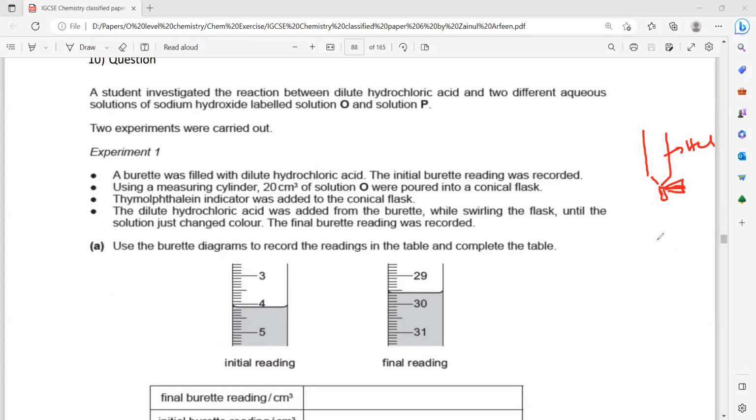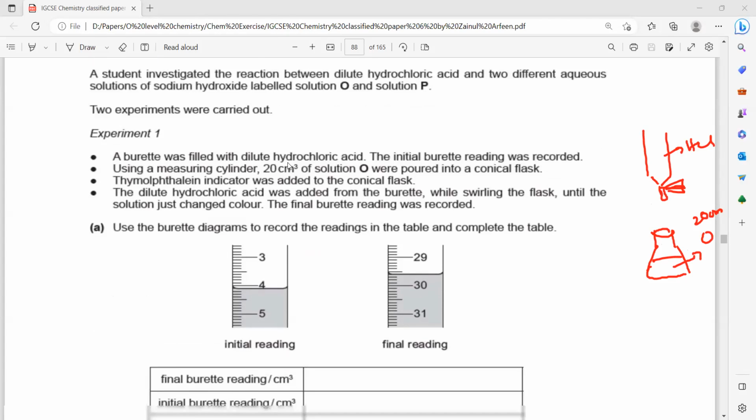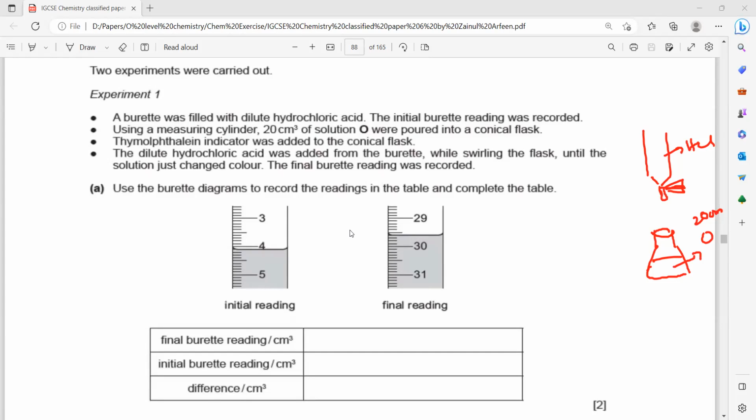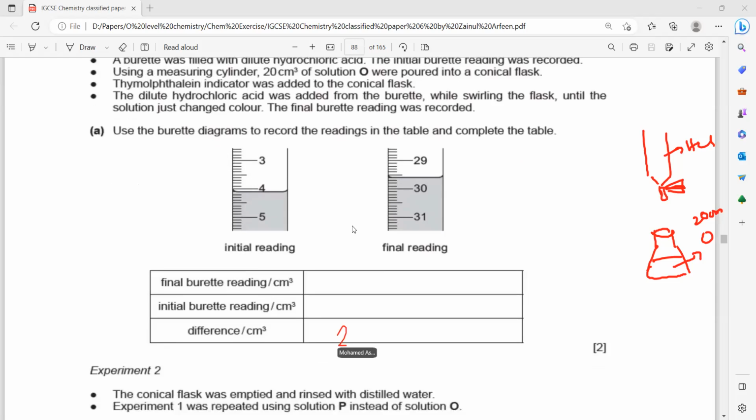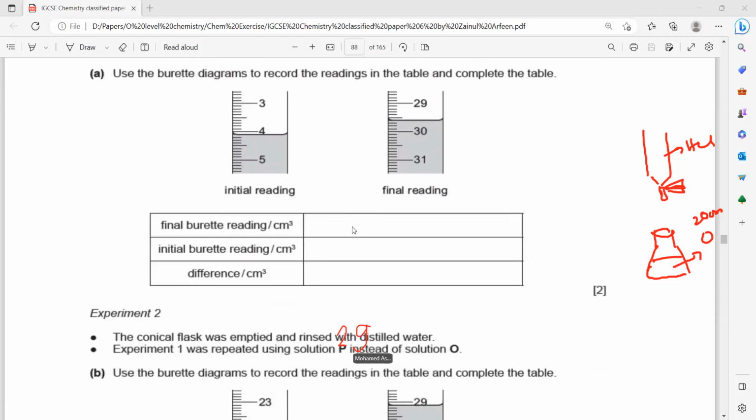And he poured 20 cm³ of solution O into a conical flask. So there is solution O, but how much is it? 20 cm³. And then thymolphthalein indicator was added to the conical flask. Dilute hydrochloric acid was added from the burette, and he swirled the mixture until the solution showed a color change. The final burette reading. So what is the initial and the final burette reading?